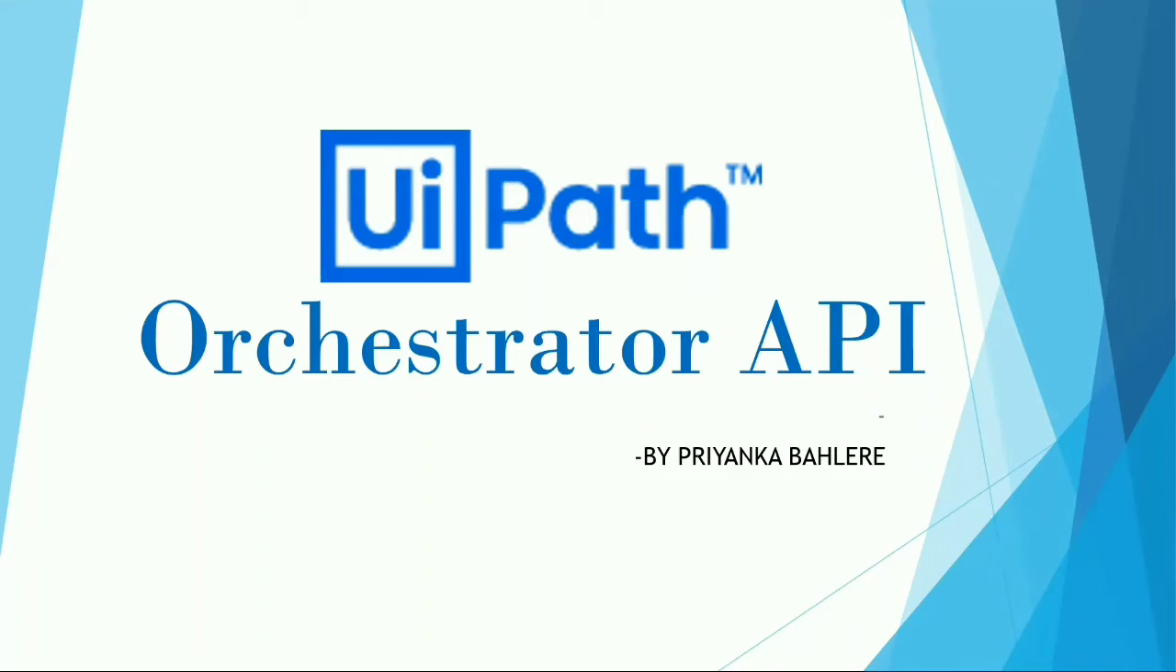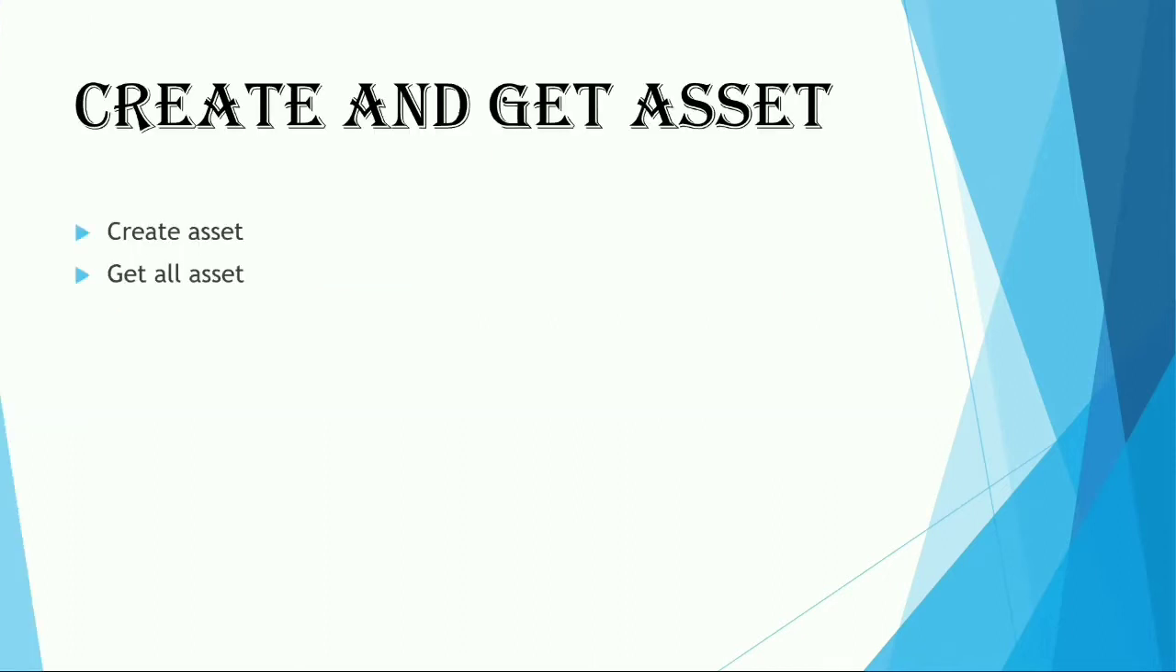Hello and welcome to the series of UiPath Orchestrator API. In the last video, we have seen how we can run the job with and without providing arguments using UiPath Orchestrator API. And in this video, we're going to see how we can create an asset on UiPath Orchestrator. Also, we're going to see how we can get all the assets from UiPath Orchestrator.